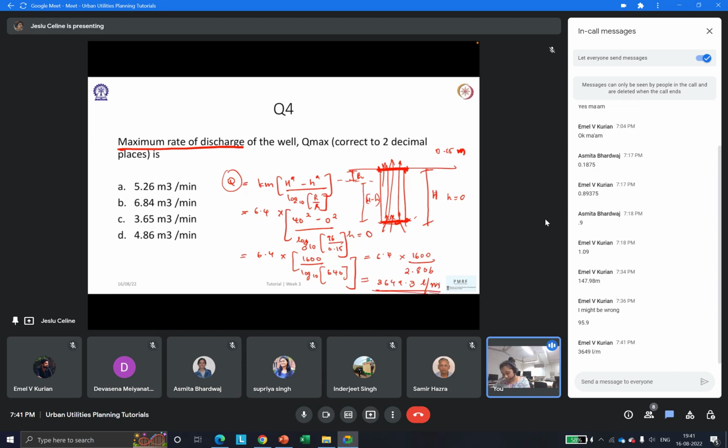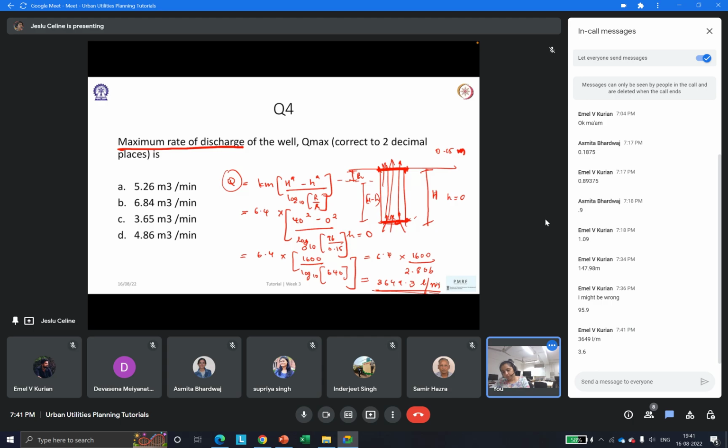But the options are in meter cube per minute, so we'll just convert it. It's just a decimal, like changing the decimal point. So we'll approximate it as, which corresponds to our option C.